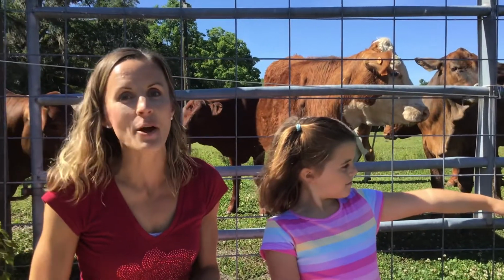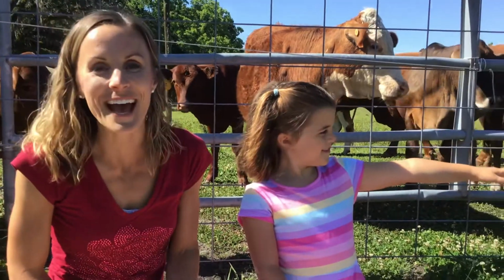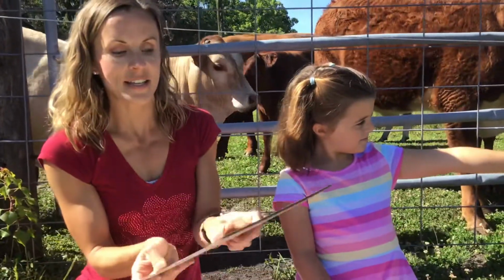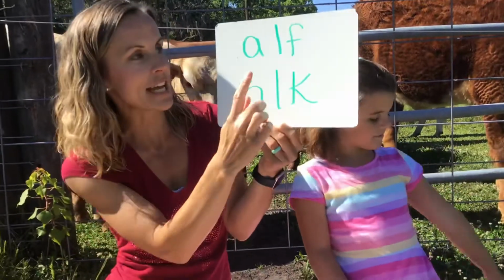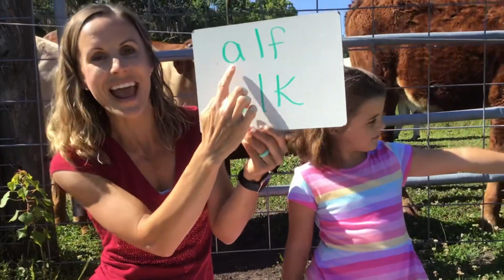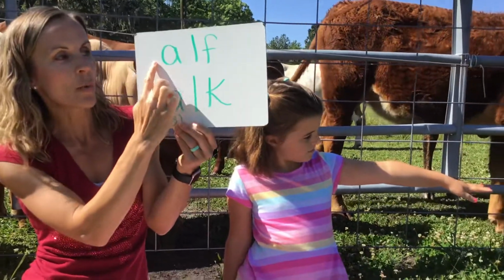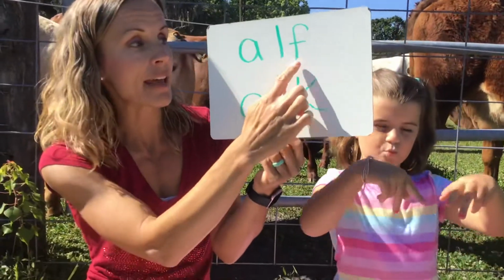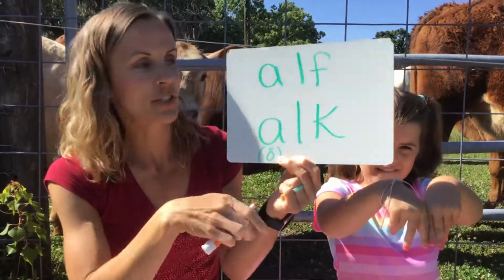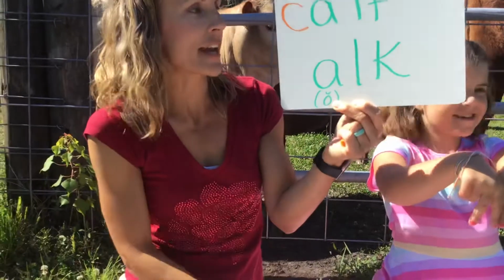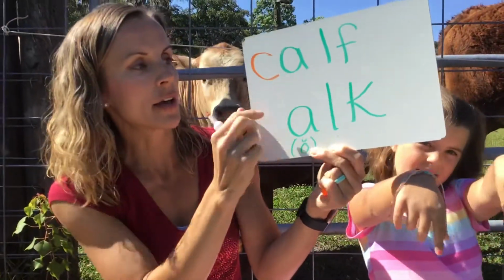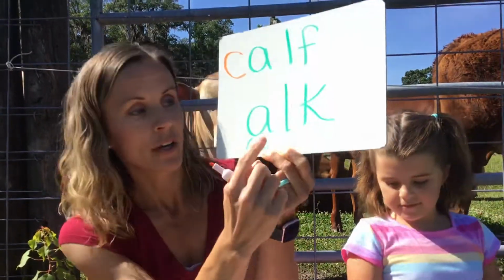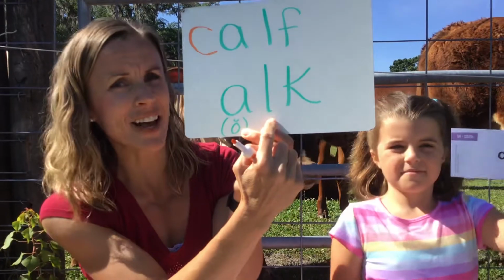Today we're talking about the word calf because our silent letter of today is L. And if you can take a look at these three letters, A, L, and F, we don't hear the L. When A, L, and F walk together, you only hear the A and the F. Af. So I'm going to take a C and add it on there, and we have the word calf. Calf.